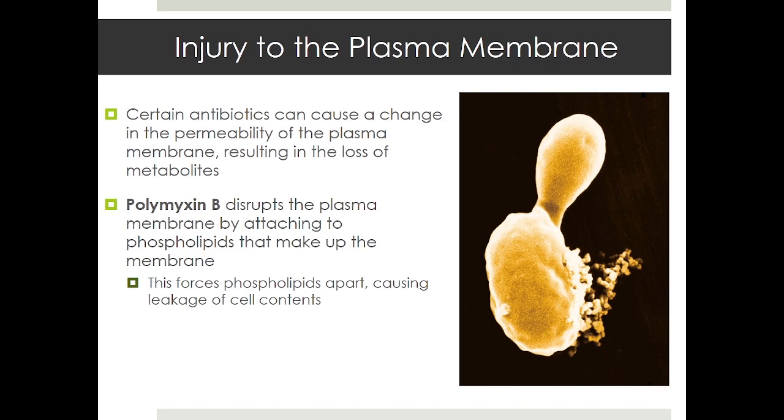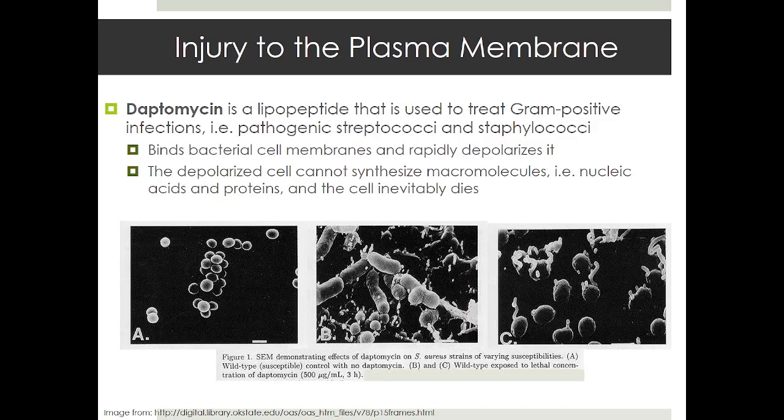Polymyxin B is a drug that's going to disrupt the plasma membrane by attaching to the phospholipids that make it up. So they're no longer able to associate with one another, but have these big drug pockets in between them that force them apart. As such, the permeability is going to be more, and things that should not necessarily be passing through can pass through. And this includes the cell's internal contents into the external environment.